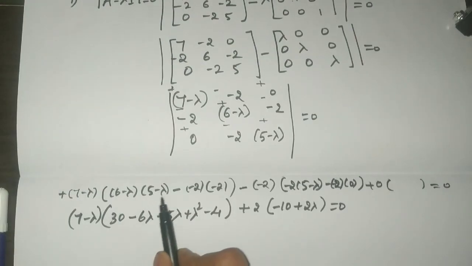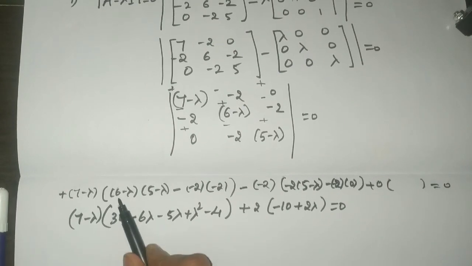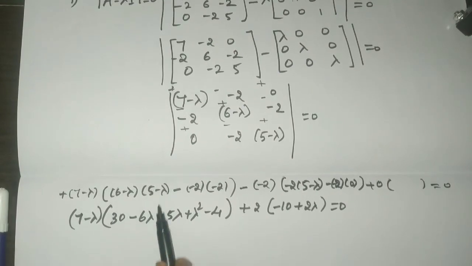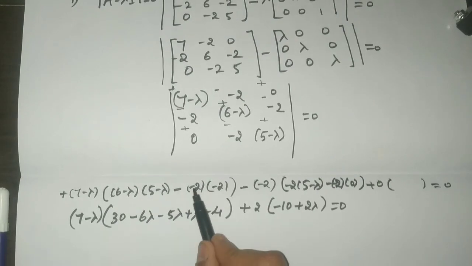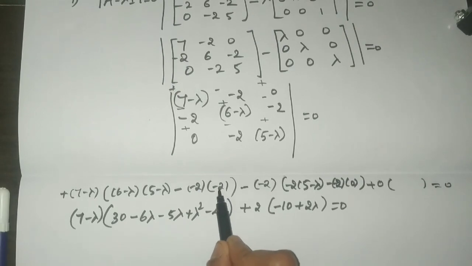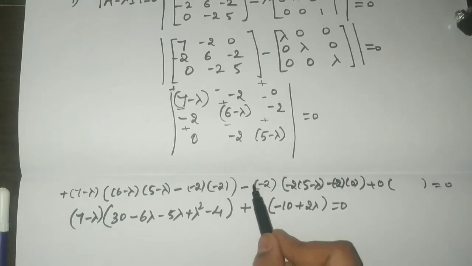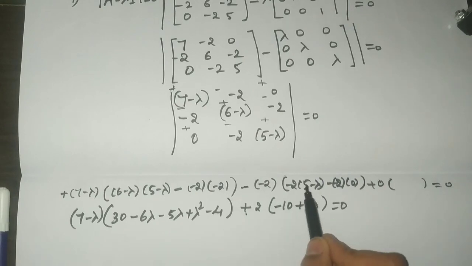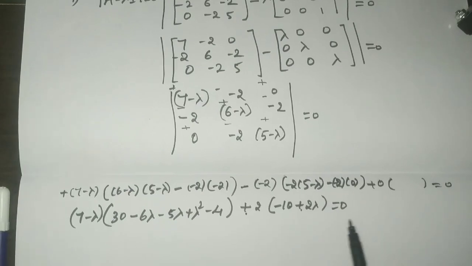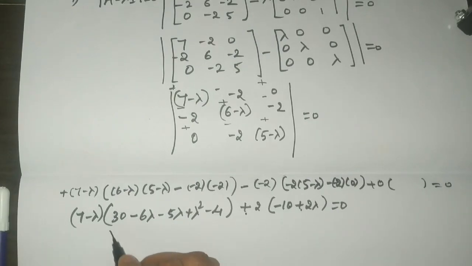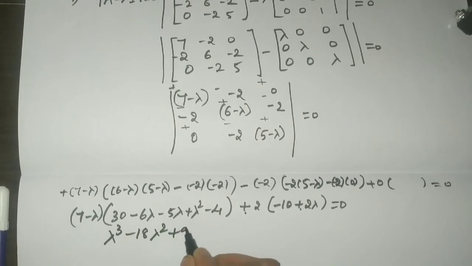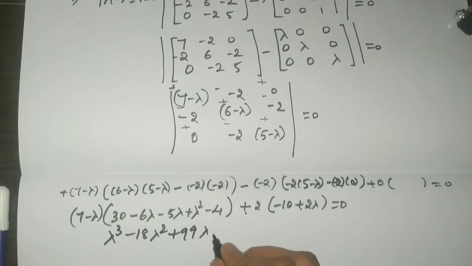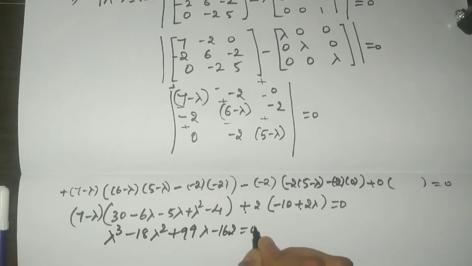So I have just multiplied the inner terms. 6 into 5 minus 6 into lambda minus 5 into lambda, minus of minus plus lambda square. You have negative, so minus of minus, plus 2 into 2 is 4. Minus into minus is plus 2, minus 5 into 2 is 10, minus of minus plus 2 lambda. So you need to simplify. On simplification we have lambda cube minus 18 lambda square plus 99 lambda minus 162 is equal to 0.